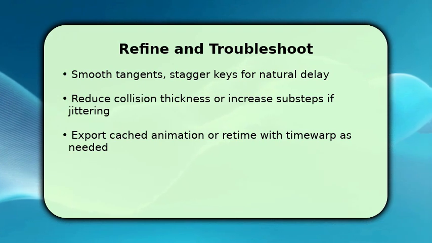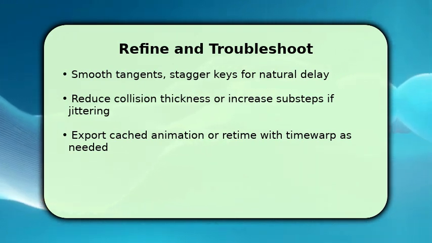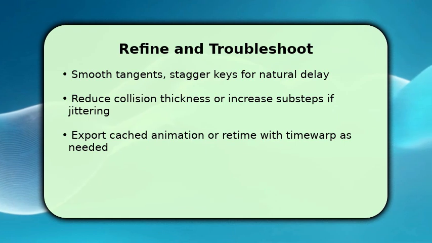If you see jitter, reduce collision thickness, raise solver substeps, or increase sample rate. These fix interpenetration and numerical artifacts. Once satisfied, export the cached animation or retime with a time warp layer for slower or faster motion.